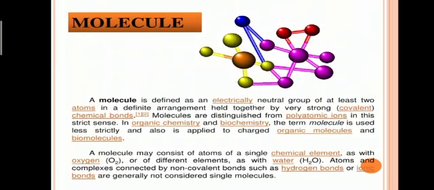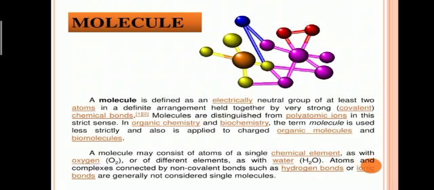Next is molecules. What is a molecule? A molecule is defined as an electrically neutral group of at least two atoms in a definite arrangement held together by very strong covalent chemical bonds. A molecule is formed by the chemical combination of atoms. As you know, two or more atoms combine to form a molecule. For example, NH3. In NH3 we have four atoms, three of hydrogen and one of nitrogen, and the four atoms combine to form a molecule.